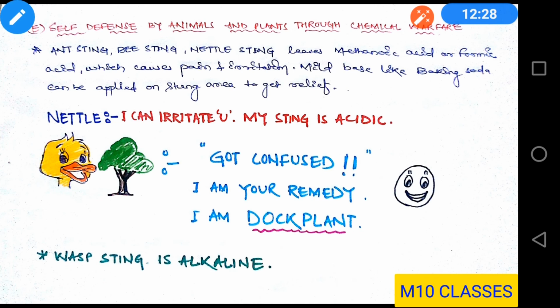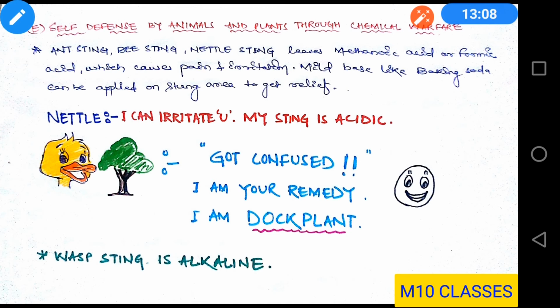Self-defense by animals and plants through chemical warfare. So students, you might have found that if you hurt an ant, the ant will sting you, and the case is the same with a bee. Whenever a bee or an animal stings you, you get irritation in your skin. Why does it happen? Ant sting, bee sting, and nettle sting leave methanoic acid or formic acid into your skin, which causes pain and irritation. So what should you do? A mild base like baking soda can be applied on the stung areas to get relief.